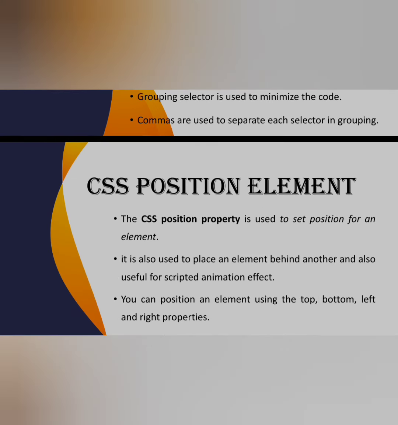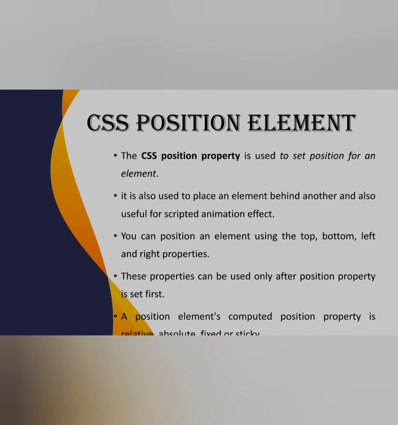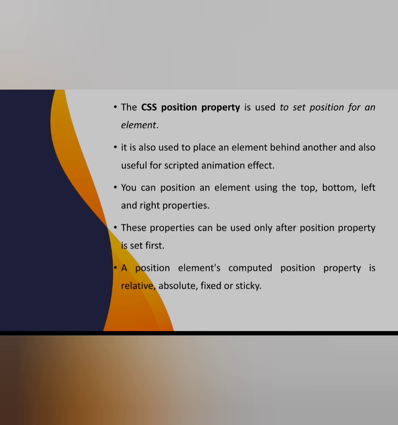Next, in this slide, we are going to see about the CSS position element. The CSS position property is used to set the position of an element. It is also used to place an element behind another, and is also useful for scripted animation effects. You can position an element using the top, bottom, left and right properties. These properties can be used only after the position property is set first.